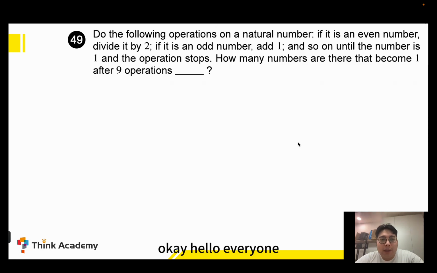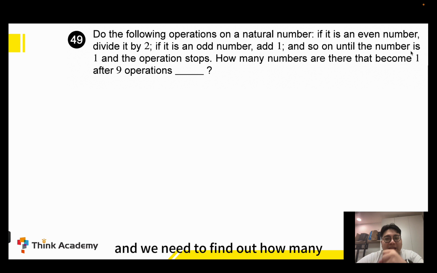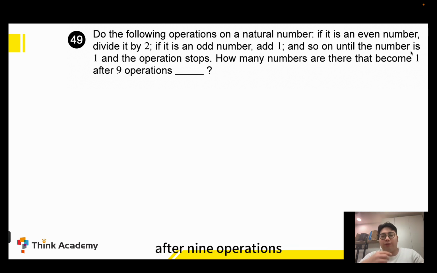Okay, hello everyone. Now let's look at our question 49. Do the following operations on a natural number. If it is an even number, divide it by 2. If it is an odd number, add 1. And so on until the number is 1. So the operation will stop. And we need to find out how many numbers there are that become 1 after 9 operations.